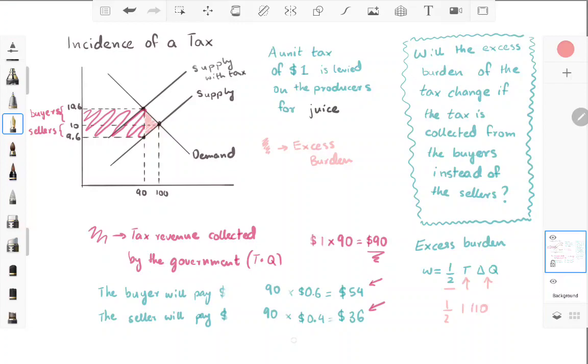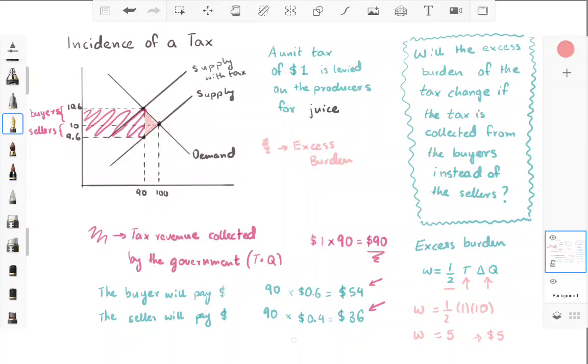So we take half times the tax, which is 1, times the change in quantity, which is 10. This is basically the formula for calculating the area of a triangle. So we get half times 10, which is 5. So the excess burden of the tax is $5. And that's how we calculate the incidence of a tax and the excess burden.